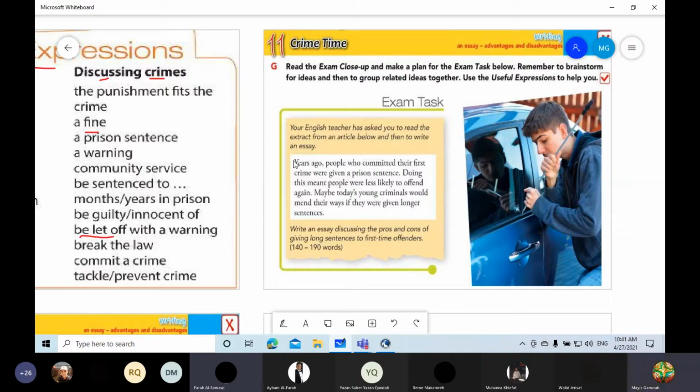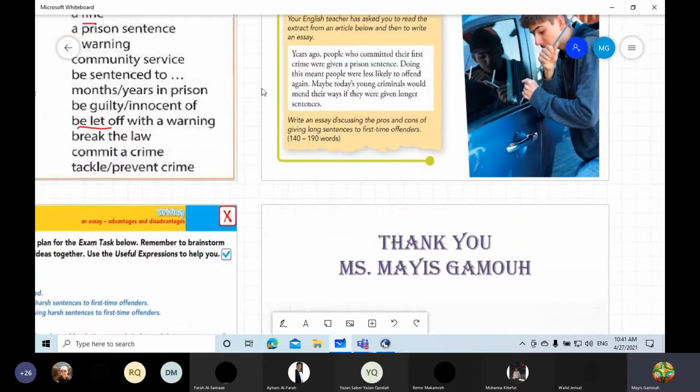Thank you, dear. So here we have an extract from an article, and we have to write an essay discussing the advantages and disadvantages, the pros and cons of giving long sentences to first time offenders. What's the meaning of that? It means to give a hard or a tough punishment for the people who commit their first crime. Is it an advantage or is it a disadvantage for these people? Let us go to the sample in here.